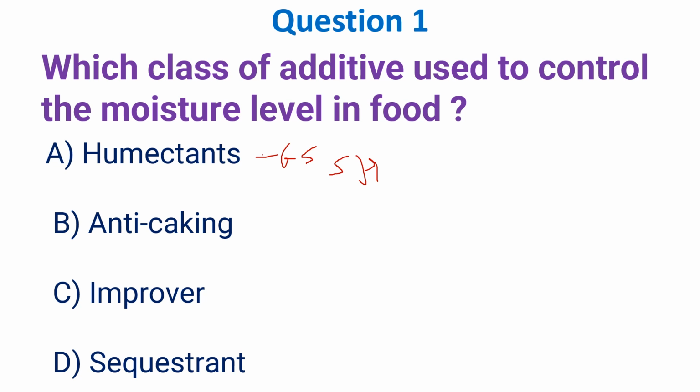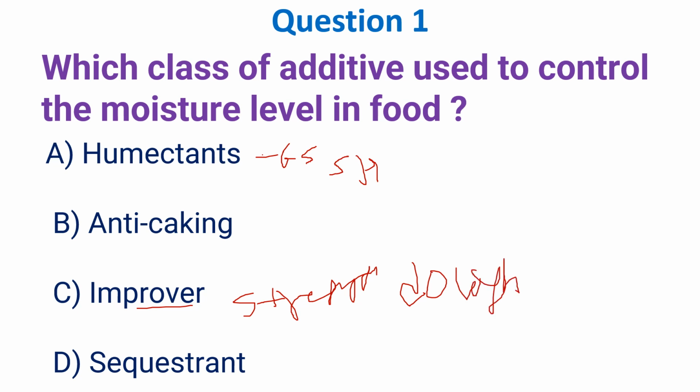Third option, improver. Improver is another type of food additive that is used to activate the gluten in a food product. It is mostly used in the bread making process. It acts on starch and helps the bread mixture rise. The main function of improver is to improve or increase the strength and workability of dough. This is the main function of improver.